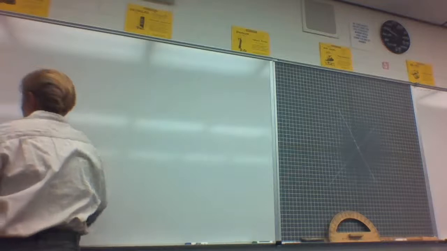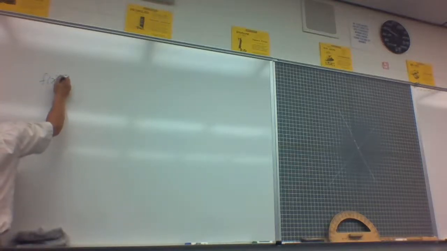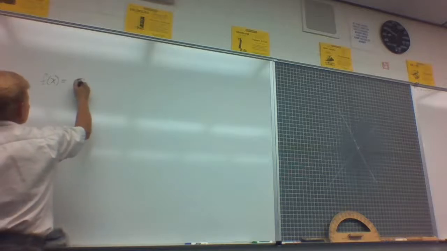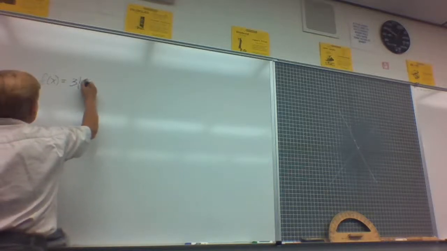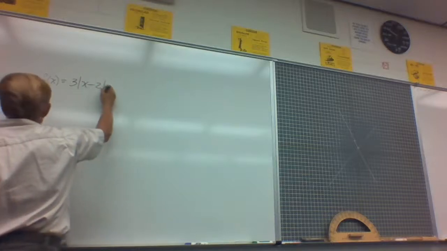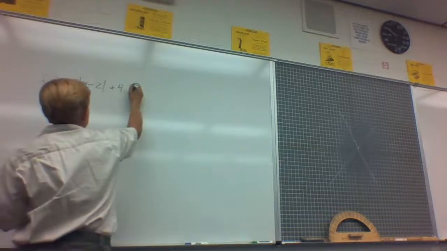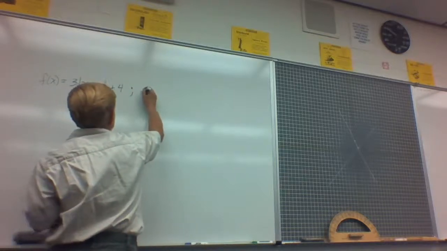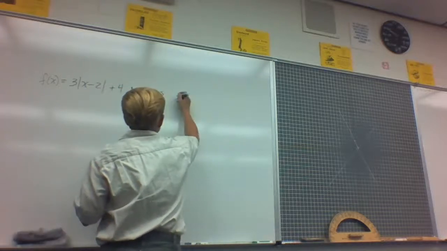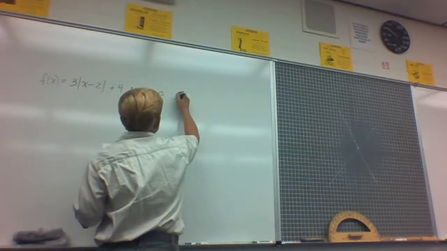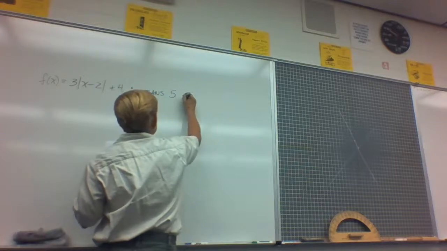Okay, this next one is an absolute value function that they're providing for you. F of x equals, let's say, 3 absolute x minus 2 plus 4. And this is what you want to do to it. You want to translate it. 5 units right.